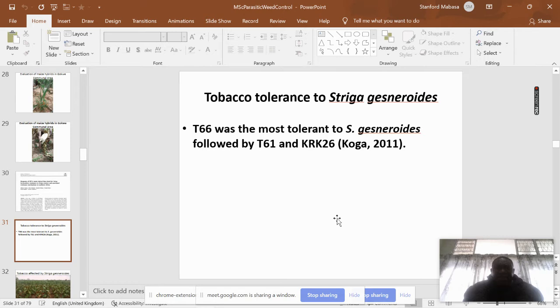Now, after screening some of these tobacco genotypes, it was found that T66 was the most tolerant to Striga gesnerioides. This was followed by T61 and KRK26, according to Kogard 2011, who was working at the Tobacco Research Board.